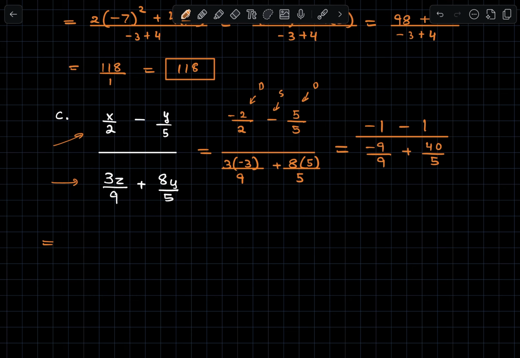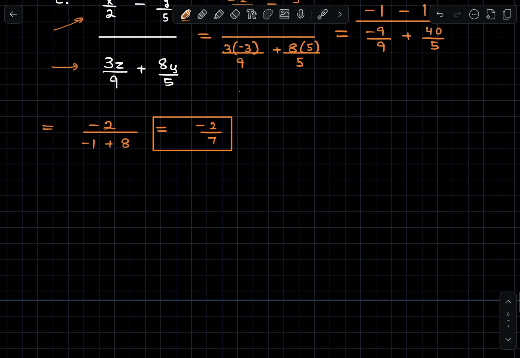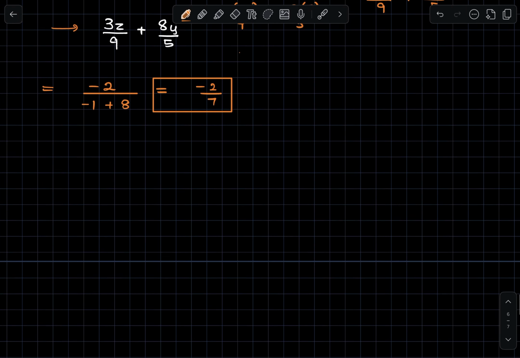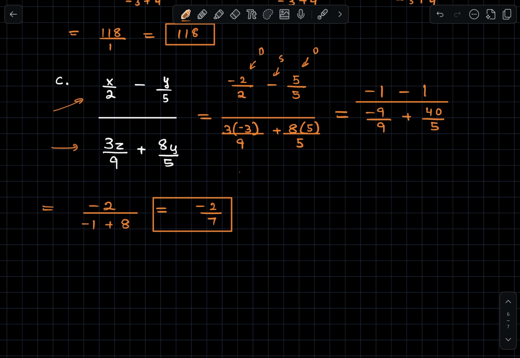Okay, so let's see what that leaves us with. Well, negative 1 minus 1 is just going to give us negative 2 up top. Negative 9 divided by 9 is going to be a negative 1. And 40 divided by 5 is just 8. So this just leaves us with negative 2 over 7. And that's it. Okay, so that's applying PEMDAS within some relatively complicated looking fractions. But that's about it for R3.